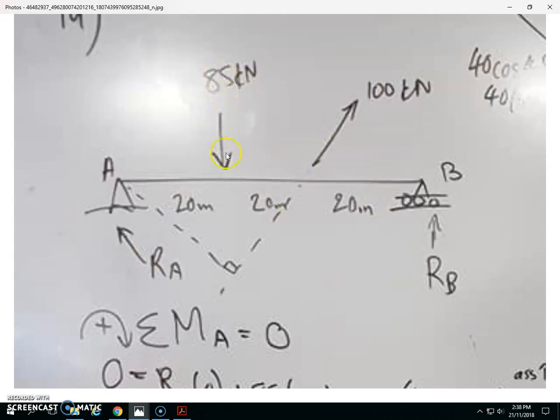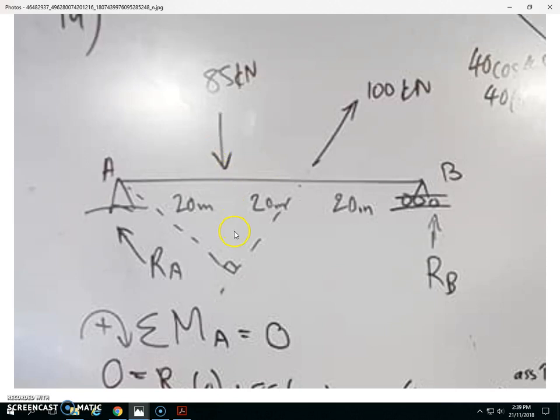So I've said here we've got 85, 20 meters away. We've got 100 kilonewtons, 40 meters away, but it's at a 45-degree angle. I haven't labeled that as 45 degrees; you have to know that, unfortunately. And then I've made an assumption that RA is going to be going somewhere in that direction, and that RB is going to be pushing up, just because it usually is. Now, we're going to find out for the first time where these assumptions can be wrong.